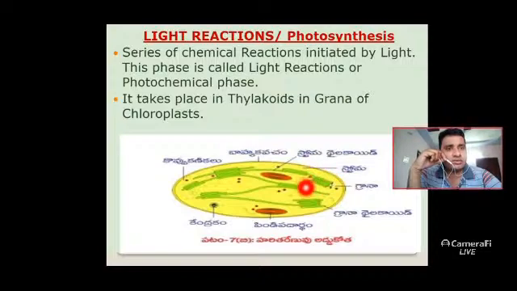That means we can understand the place of the light reaction: the thylakoid membranes of the grana of the chloroplast. Actually, all these reactions occur in the chloroplast, everybody knows that, whether it is the light reaction or the dark reaction. Both reactions you can observe only in the chloroplast. But particularly, the light reaction is in the thylakoid membranes of the grana. So you can understand the place of the light reaction.